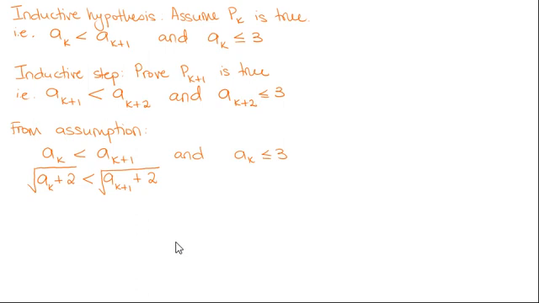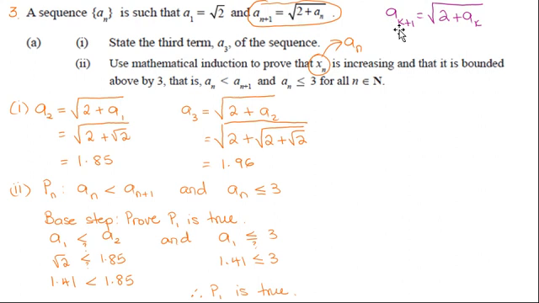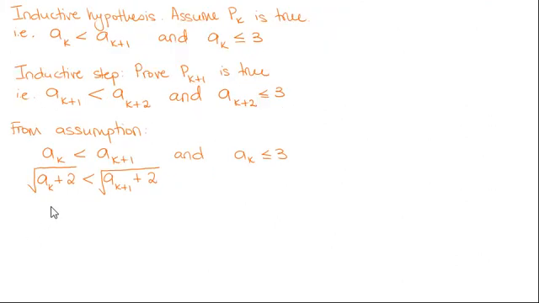Now what I have on the left side, according to the definition, is AK plus 1, because AK plus 1 is the square root of 2 plus AK, which is exactly what I have here. So I've manipulated this to get AK plus 1. And what is this? Look at the right side now. I have the square root of 2 plus AK plus 1.